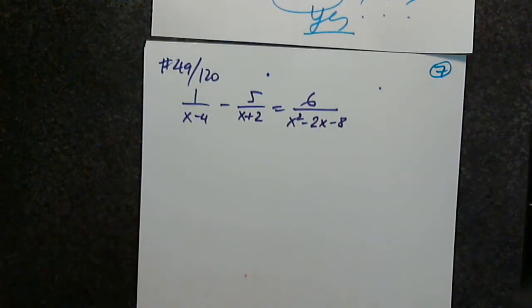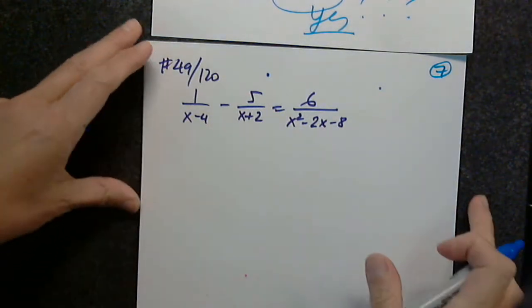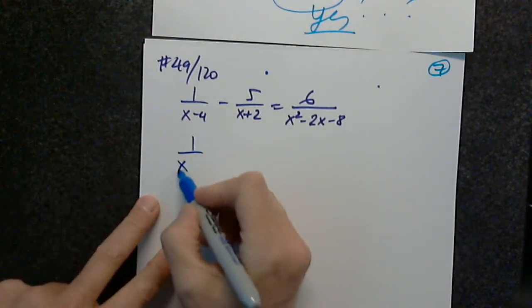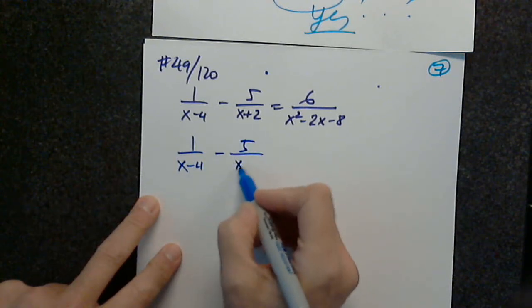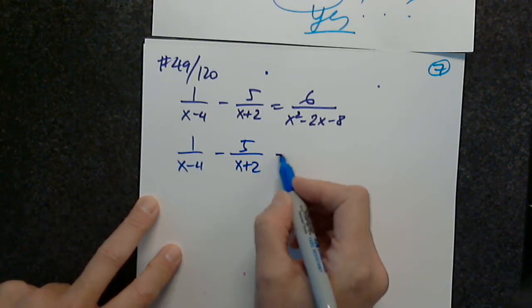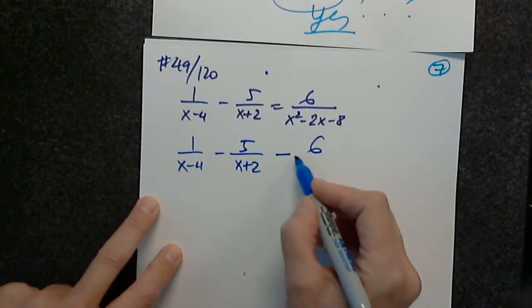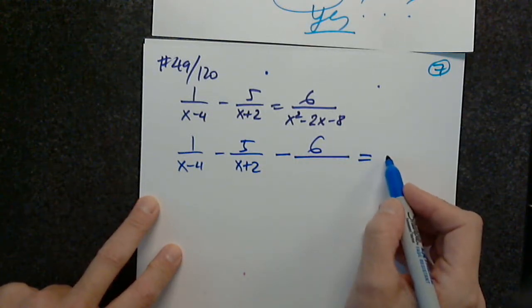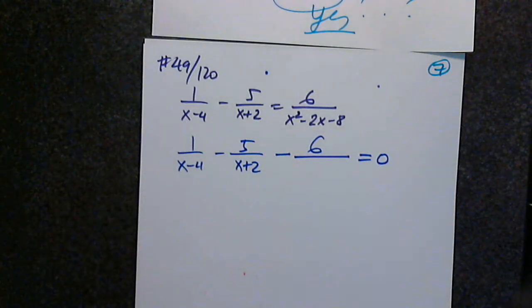So where do I start? I start by asking myself what type of equation is it? And what type of equation is it? Perfect, it is rational. So then 1 over x minus 4 minus 5 over x plus 2, and then factor that at the bottom. Minus 6 over, equals what? Perfect. I'm not going to copy it the same, right?